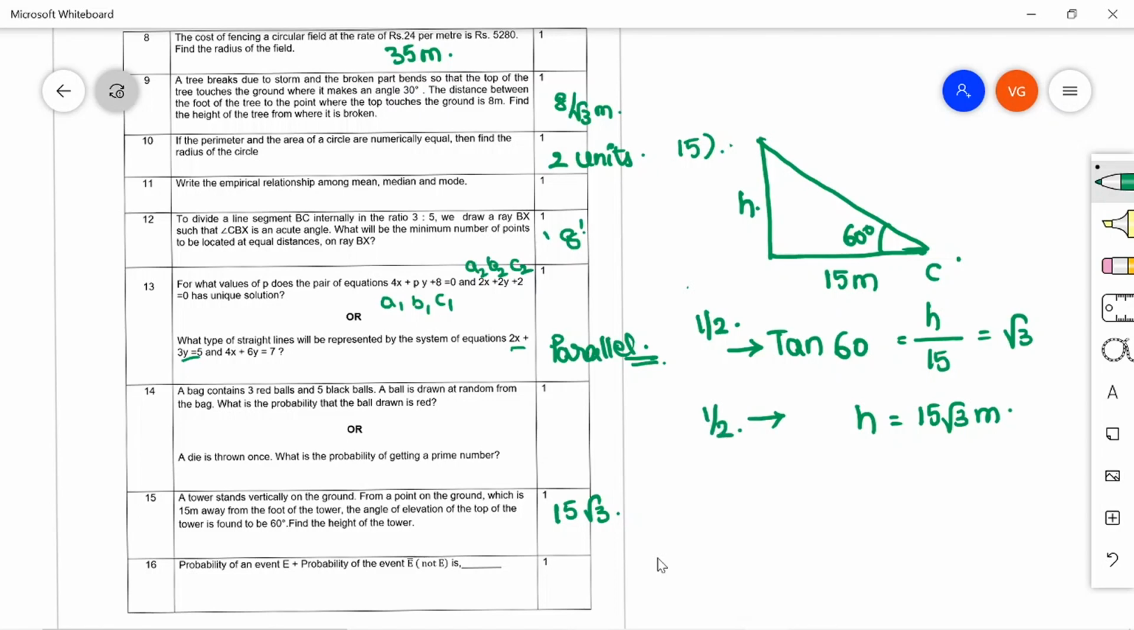So question number 16, probability of an event E plus the probability of an event E bar, right, is how much? So this is 1. Directly you can write E plus E bar is 1 in probability.